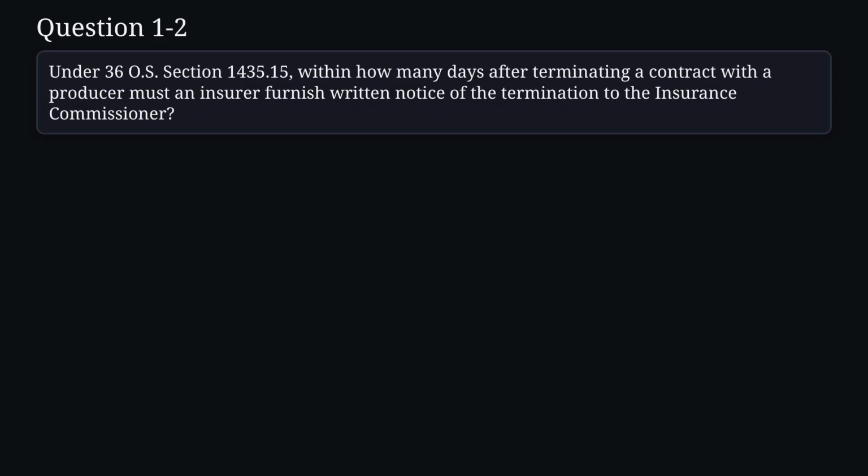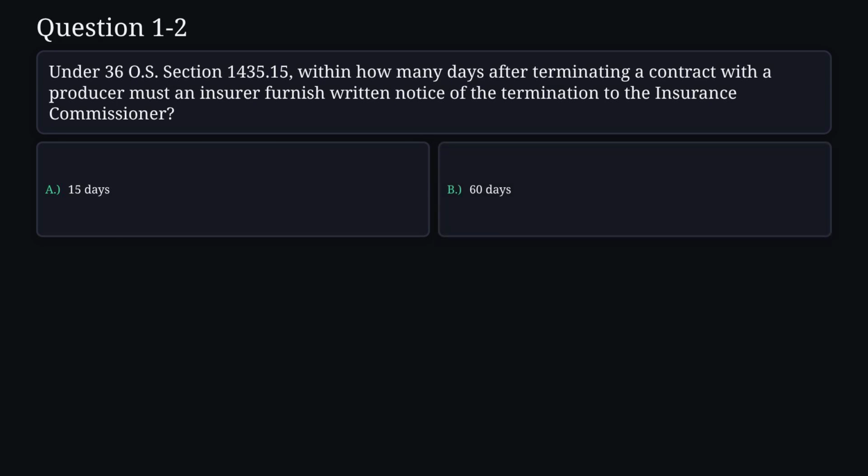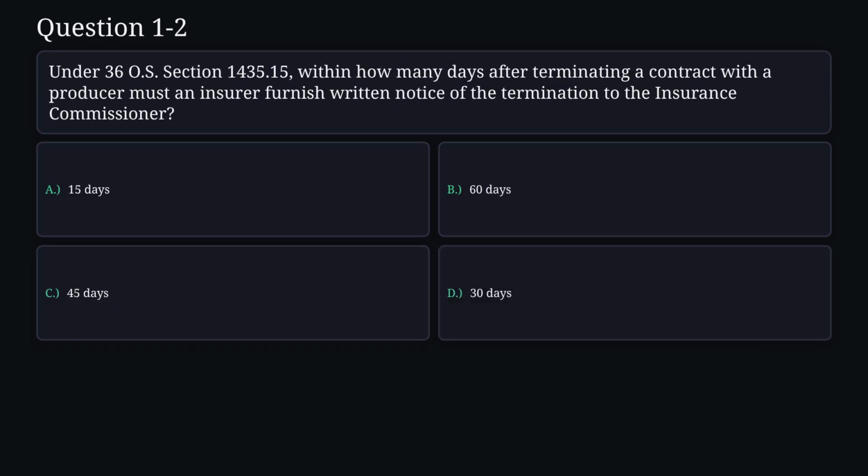Question 2. Under 36 OS Section 1435.15. Within how many days after terminating a contract with a producer must an insurer furnish written notice of the termination to the insurance commissioner? A. 15 days. B. 60 days. C. 45 days. D. 30 days.